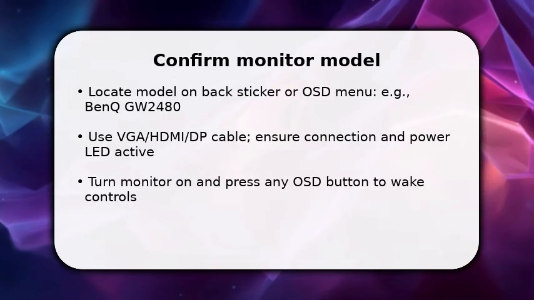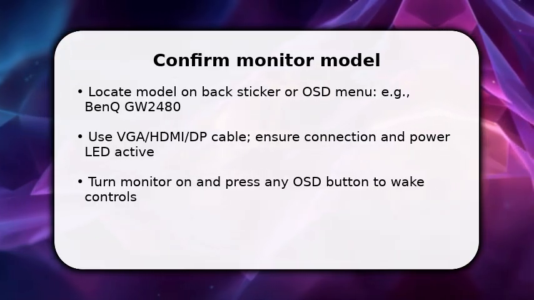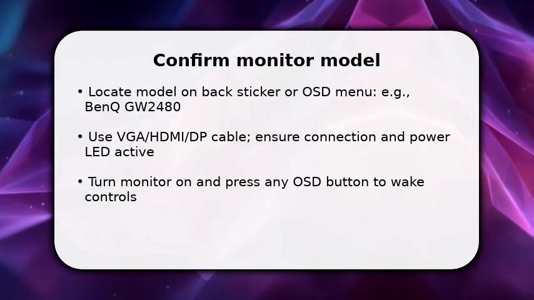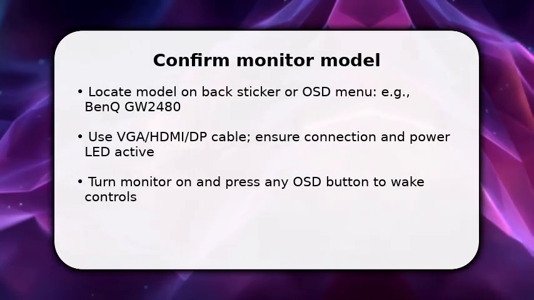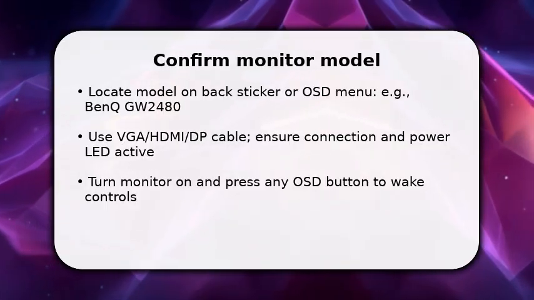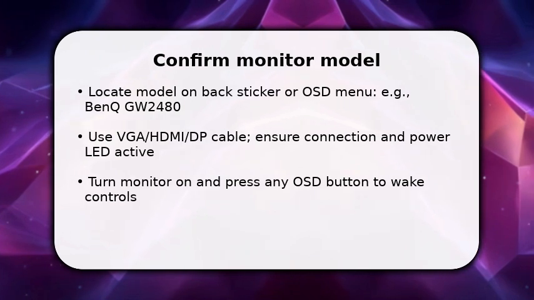Press any front or underside OSD button to open the on-screen menu. You need the menu active to change brightness. If you see a quick access brightness button, use it now to jump straight into adjustment. This first step establishes control and prevents toggling the wrong profile later.